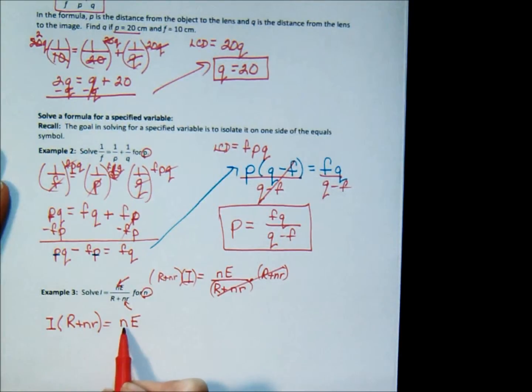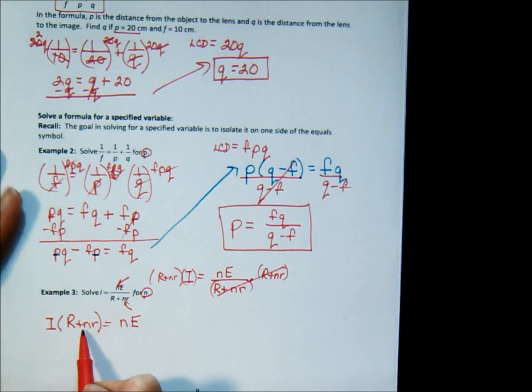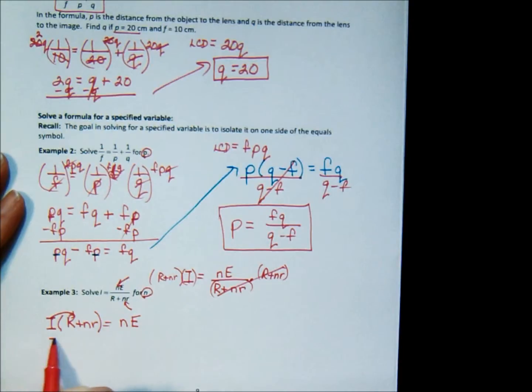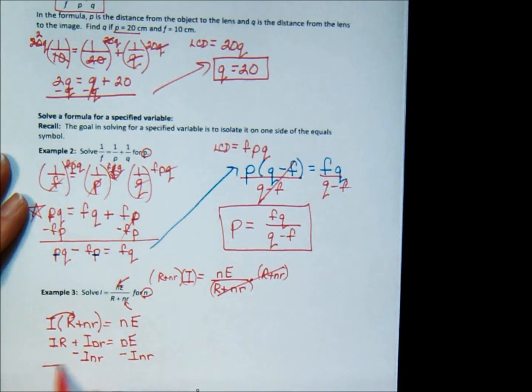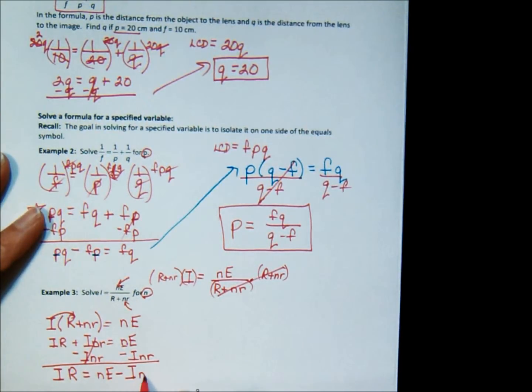Now I can see here's one of the variables I'm looking for, but the problem is here's another one in parentheses. To get it out of the parentheses, I'm going to distribute the I, so I get Ir plus Inr equals nE. And now we're back to about where we were before, where the letter that I'm looking for occurs twice, and I need to get those on the same side. So I'm going to do that by subtracting the I n r. That gives me I capital R equals nE minus I n r.